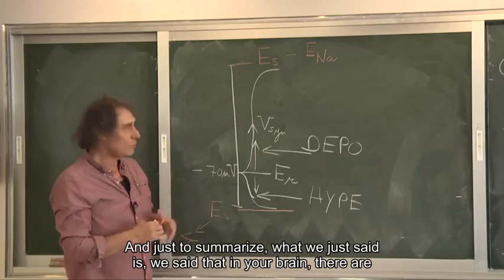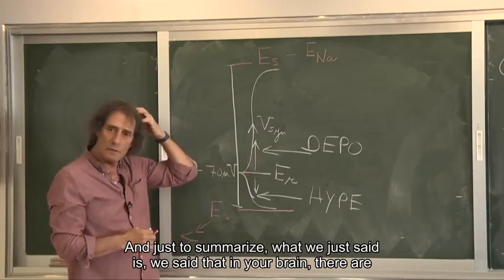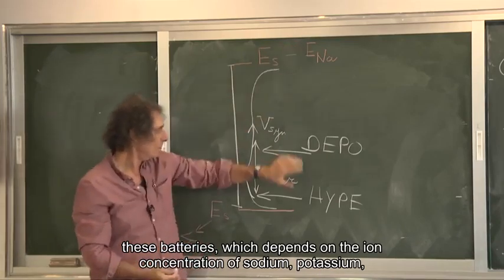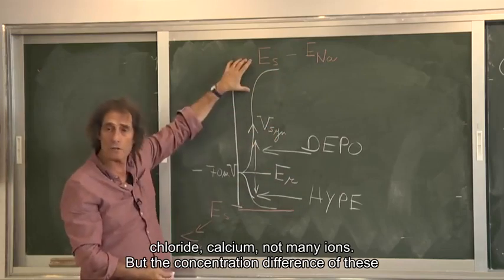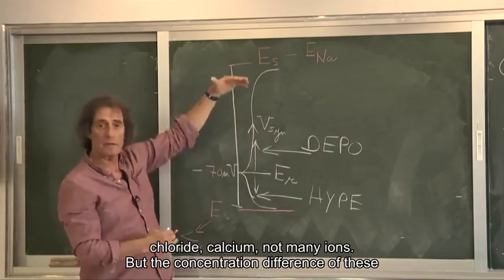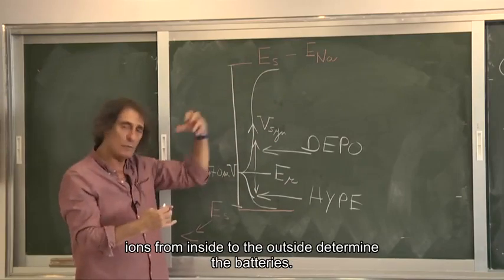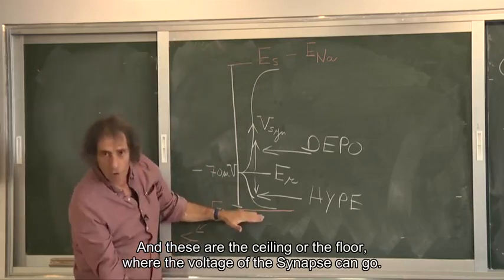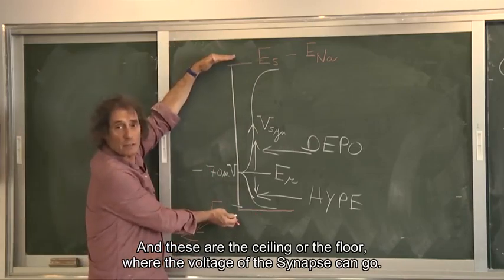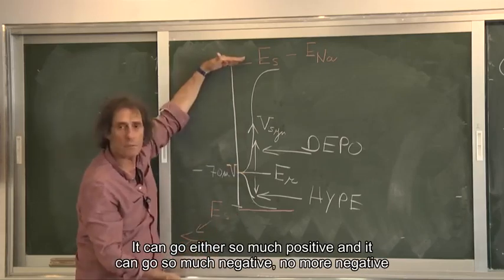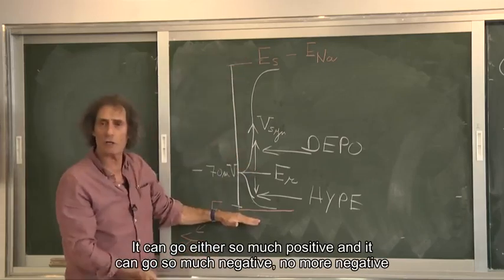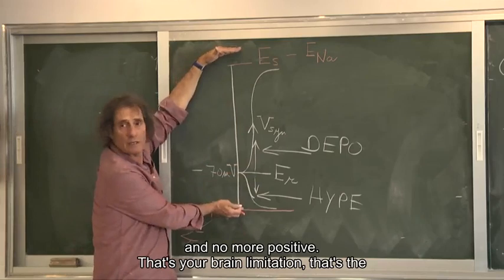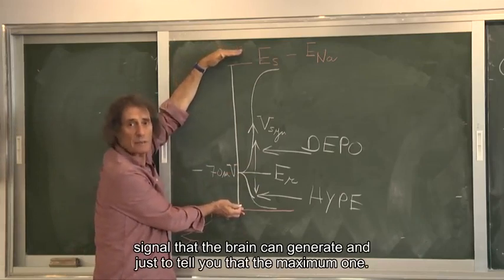And just to summarize what we just said, in your brain there are these batteries, which depend on the ion concentration of sodium, potassium, chloride, calcium, not many ions. But the concentration difference of these ions from inside to the outside determine the batteries. And these are the ceiling or the floor where the voltage of the synapse can go. It can go so much positive, and it can go so much negative. No more negative and no more positive. That's your brain limitation. That's the signal that the brain can generate with synapses.